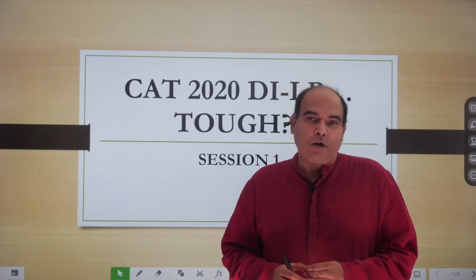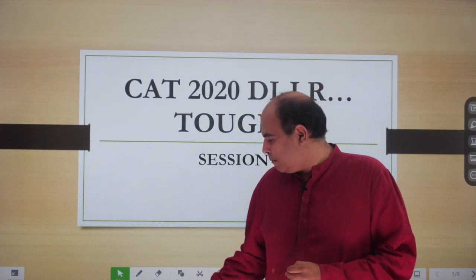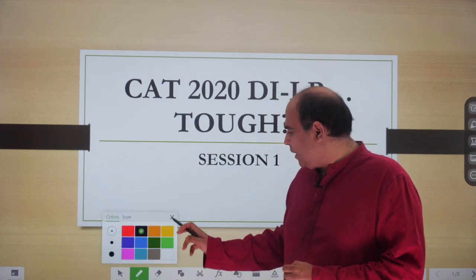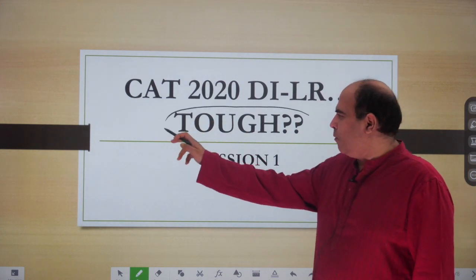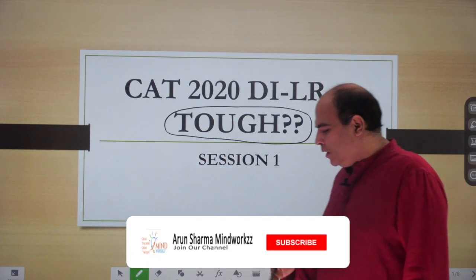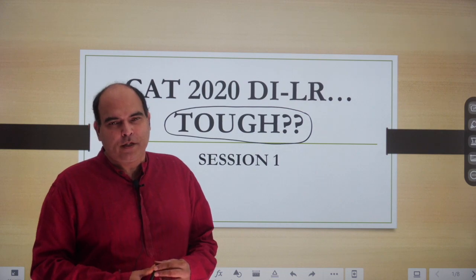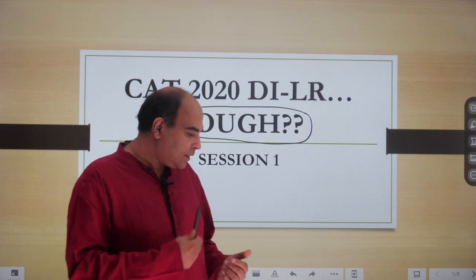And a lot of people got stumped with the CAT 2020 DI and LR papers. So I was trying to investigate, was it actually tough? Everybody is talking about that the CAT 2020 data interpretation and logical reasoning section was very, very tough in the context of what they were asked in the previous years. But I have my own opinions about that, and this is session 1.